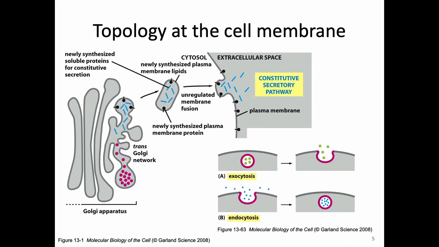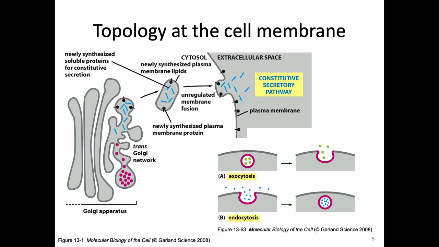In addition, when we do endocytosis, this is also true of phagocytosis, we are basically doing this process in reverse. And so the lipids from the plasma membrane go to make the vesicle. The cargo goes inside of the vesicle.